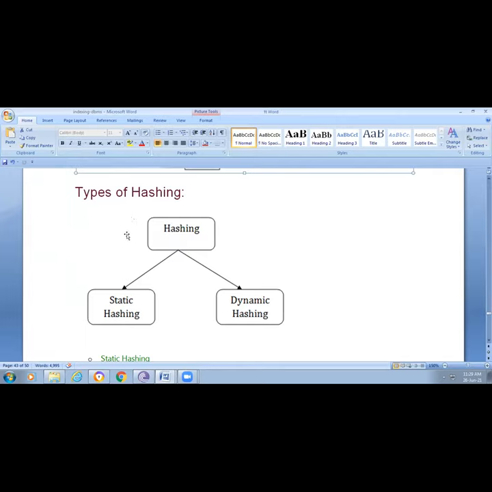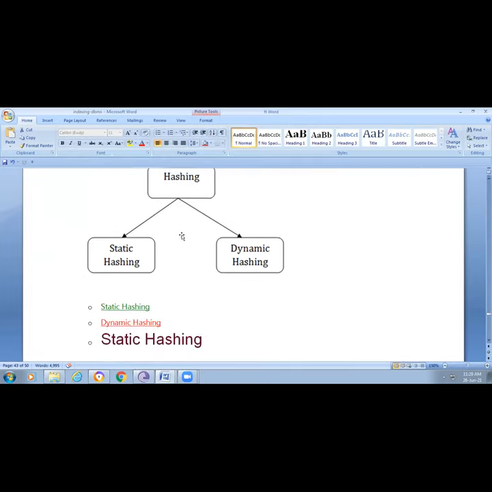Now let's discuss the types of hashing. What is hashing? We already discussed that. Hashing is used to retrieve data, compared with the index data structure. This is efficient because it is suitable for large databases also. Here we consider that there are two types of hashing.